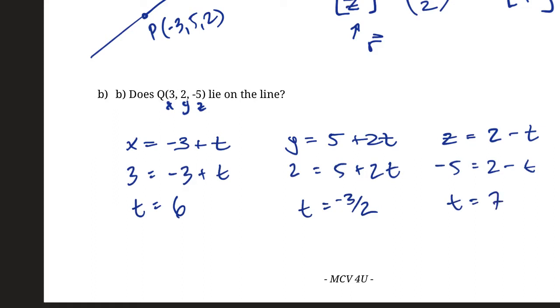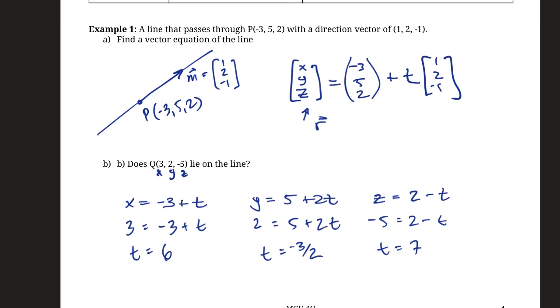What do you notice about these 3 values? Well, they're all different. What should a t value be for an equation or for a point on a line? They should be the same. Remember what t is. T is a parameter, which means if we plug in values for t, it's going to spit out points on the line.